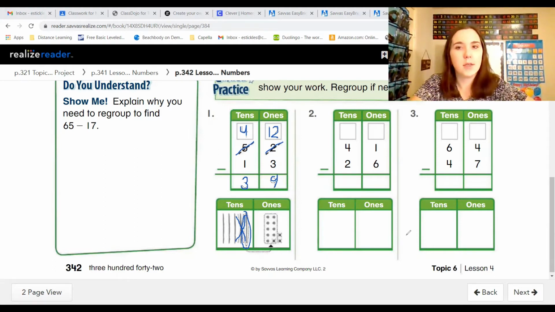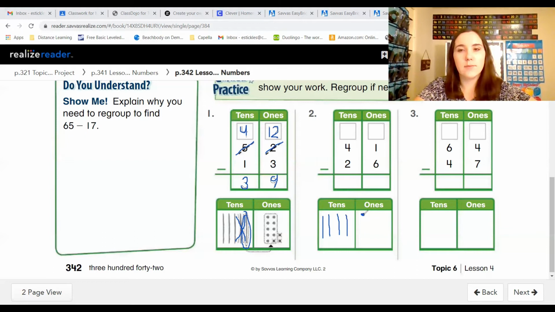Let's do the whole thing by ourselves now with number 2. We're doing 41 minus 26. So remember, the first step that you're going to want to do is draw out your bigger number. So our bigger number in number 2 is 41. So there are 4 tens in 41. So 1, 2, 3, 4, and there is just 1 one in 41.